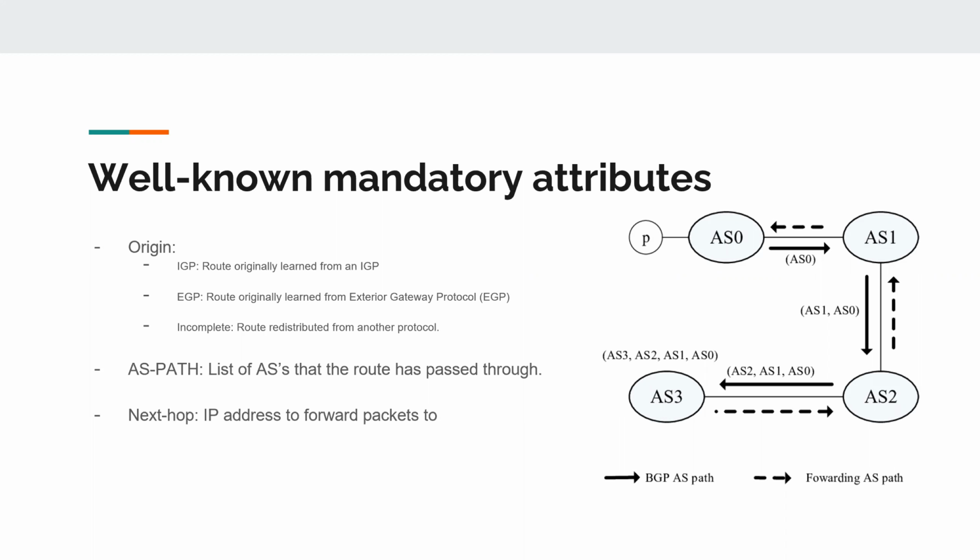And then the AS path. This is a list of ASes that the route has passed through. For example, in the graph on the right, the message is transmitted from AS0 to AS3 via AS1 and AS2, and the corresponding AS is recorded in the AS list. And then next hop. This attribute is the IP address to forward packets to.